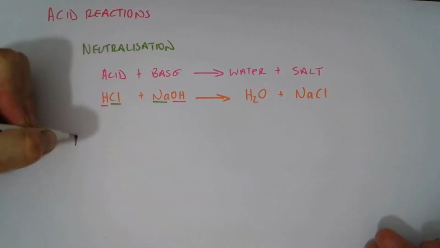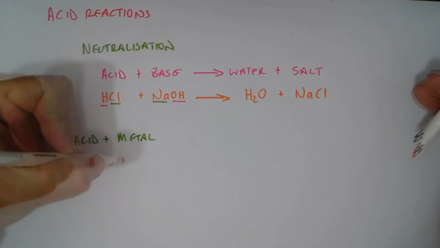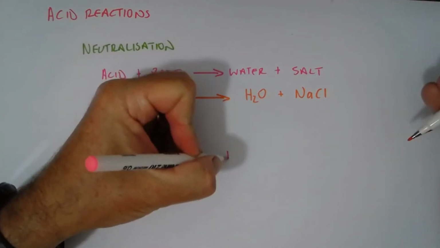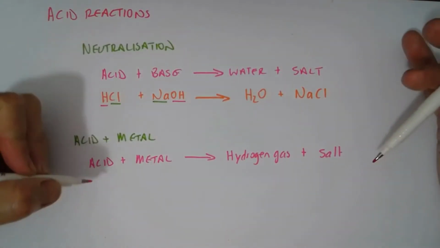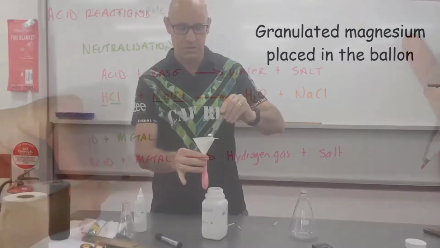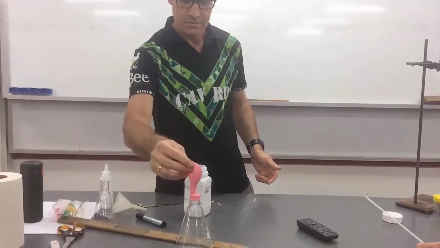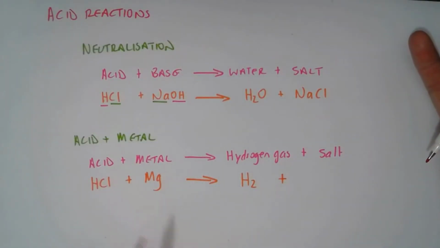The next type is an acid-metal reaction. So we have an acid plus a metal. Now, when they react, they form hydrogen gas and salt. So let's go and do an example. Again, hydrochloric acid, and let's use magnesium as the metal. Hydrogen gas is H2, and the salt, let's see what we have left. Magnesium, the metal, takes the place of the hydrogen, so we have magnesium chloride.